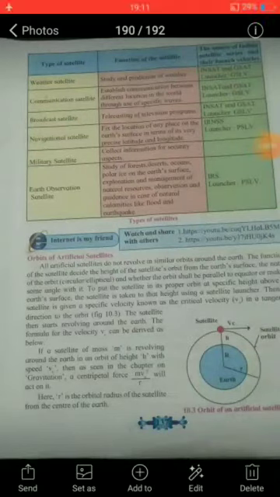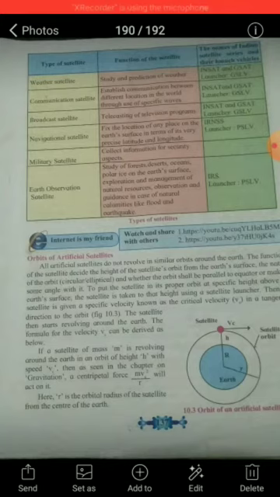In the last lecture, we studied what artificial satellites are and how they are classified according to their function. Today, we will see our next point, that is the orbits of artificial satellites. We know that all artificial satellites do not revolve in similar orbits around the Earth. They have a different orbit for each satellite.